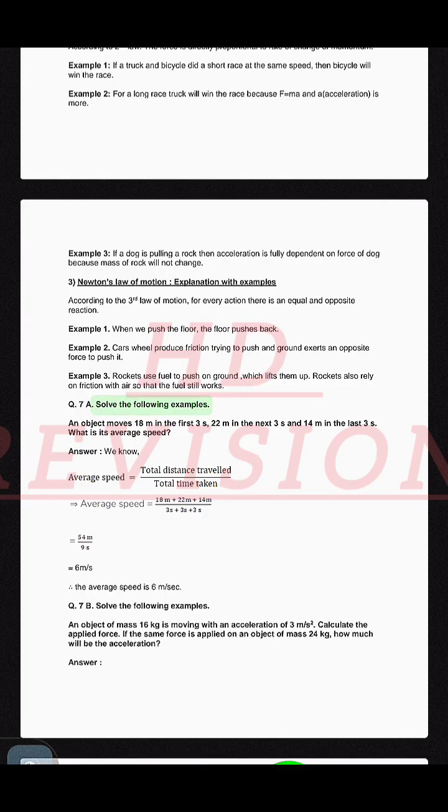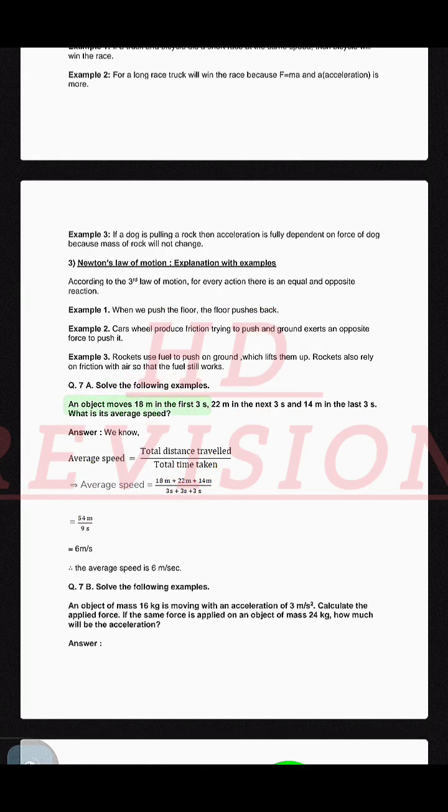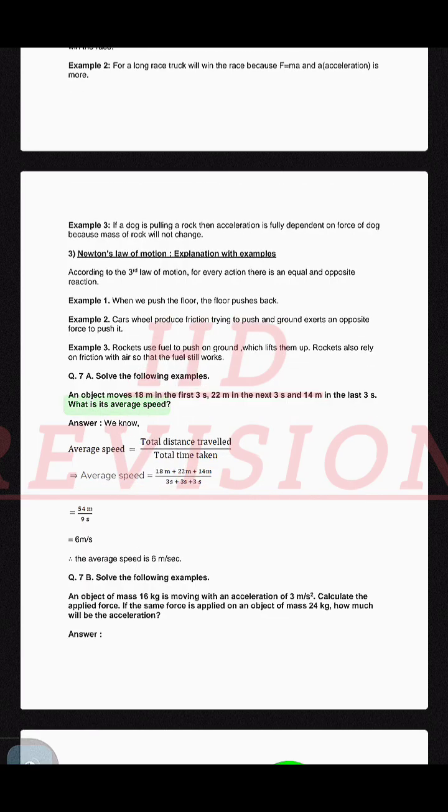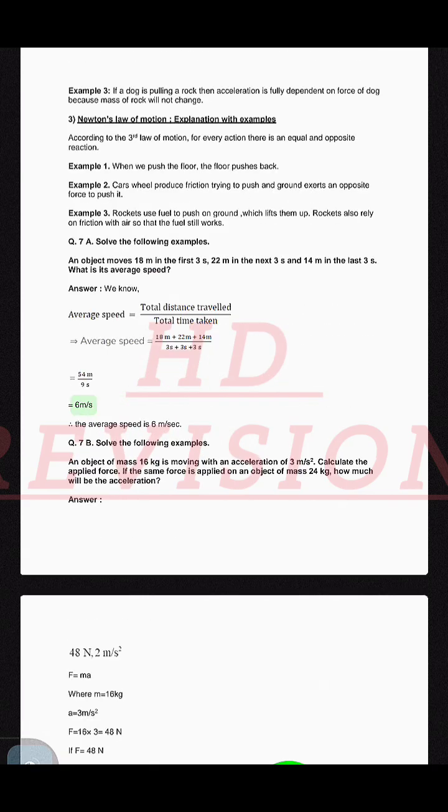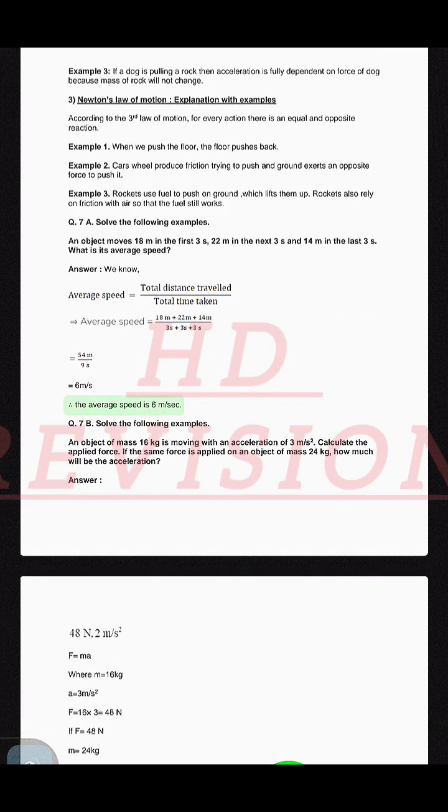Q7a. Solve the following examples. An object moves 18 meters in the first 3 s, 22 meters in the next 3 s and 14 meters in the last 3 s. What is its average speed? Answer: We know, average speed equals total distance upon total time, which is 6 meters per second. The average speed is 6 meters per second.